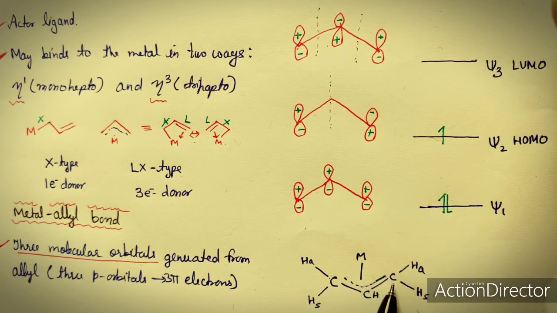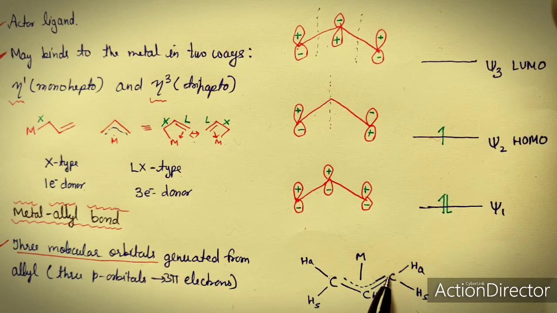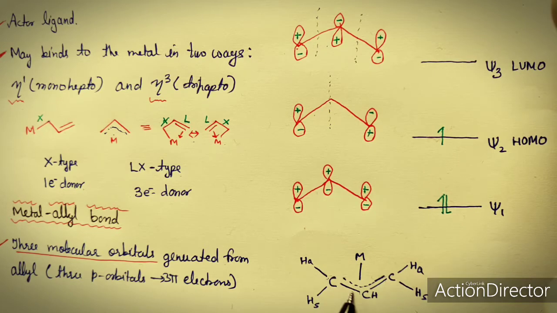We have seen that there are three electrons present in the pi orbitals. There are three p orbitals: one p orbital on this carbon atom, one on this carbon atom, and one on this carbon atom, which are forming the pi bond. So there are three pi electrons, one with each carbon, and three p orbitals in this allylic system.